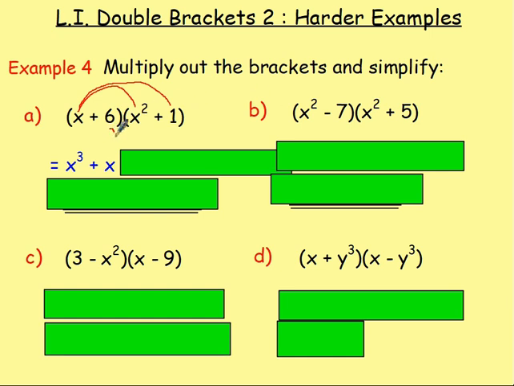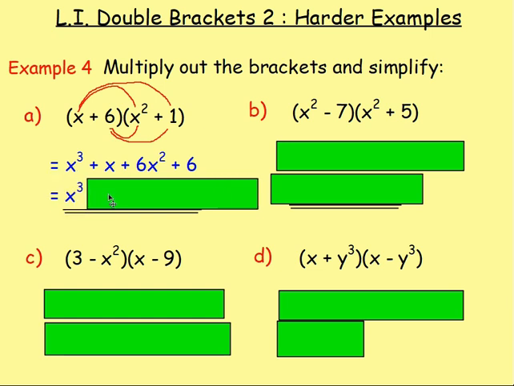Good, you move on to the 6, and then you do 6 times by the x squared. And then you do the 6 times by the 1. So 6 times x squared is, good, it's plus 6x squared. And then plus 6 times plus 1 is positive 6. After that, have a look and see if you can simplify your answer. Can you simplify that? No, because there's no other x cubed, so it just stays as 1x cubed.